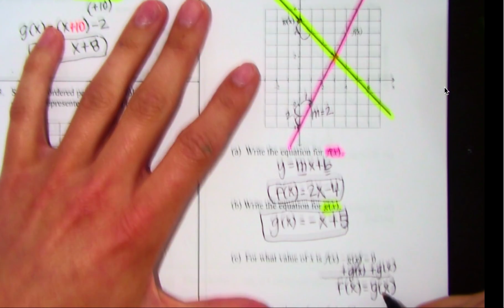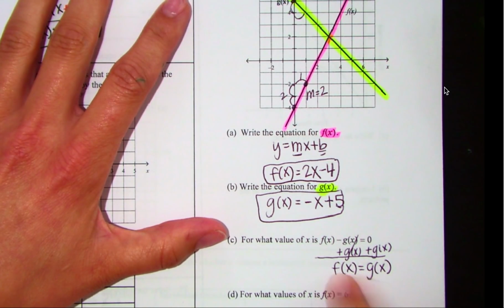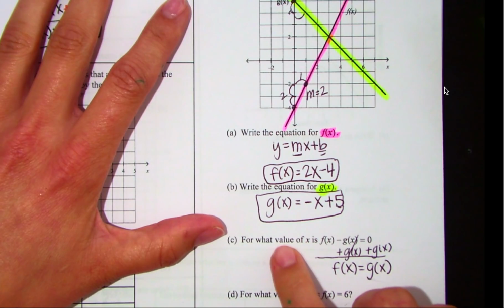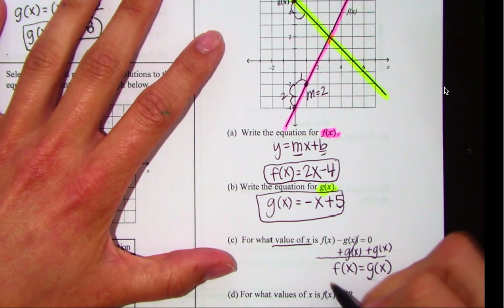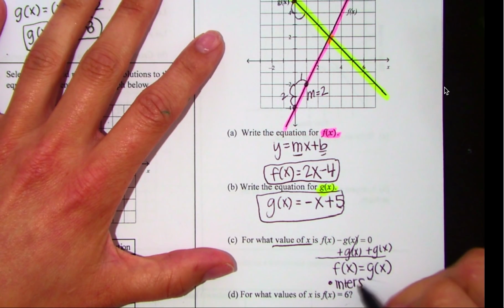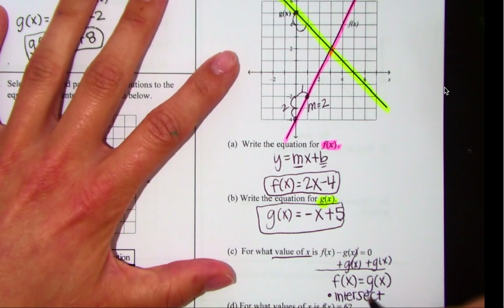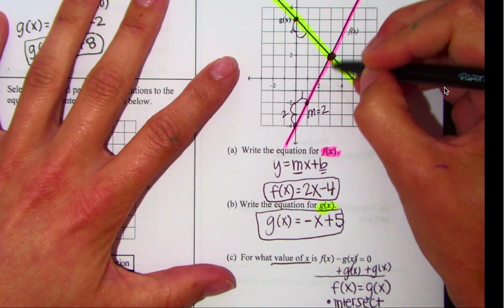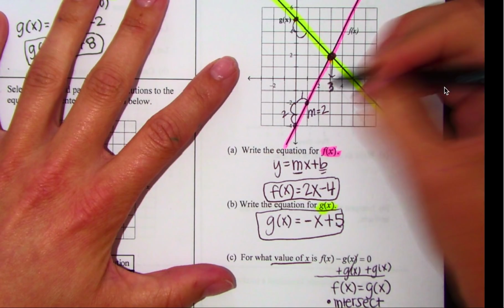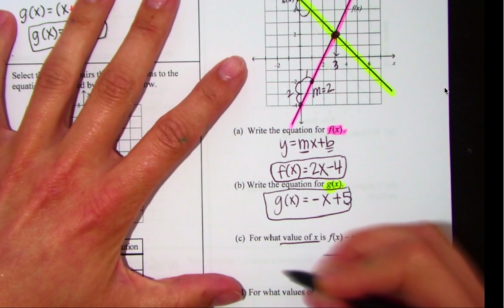0 plus g of x is g of x. So this is what they're actually asking us for. For what value of x are these equal? So what you do is you look to see where the lines intersect. So those lines are going to intersect right here. At what value of x? 3. So my answer is x equals 3.